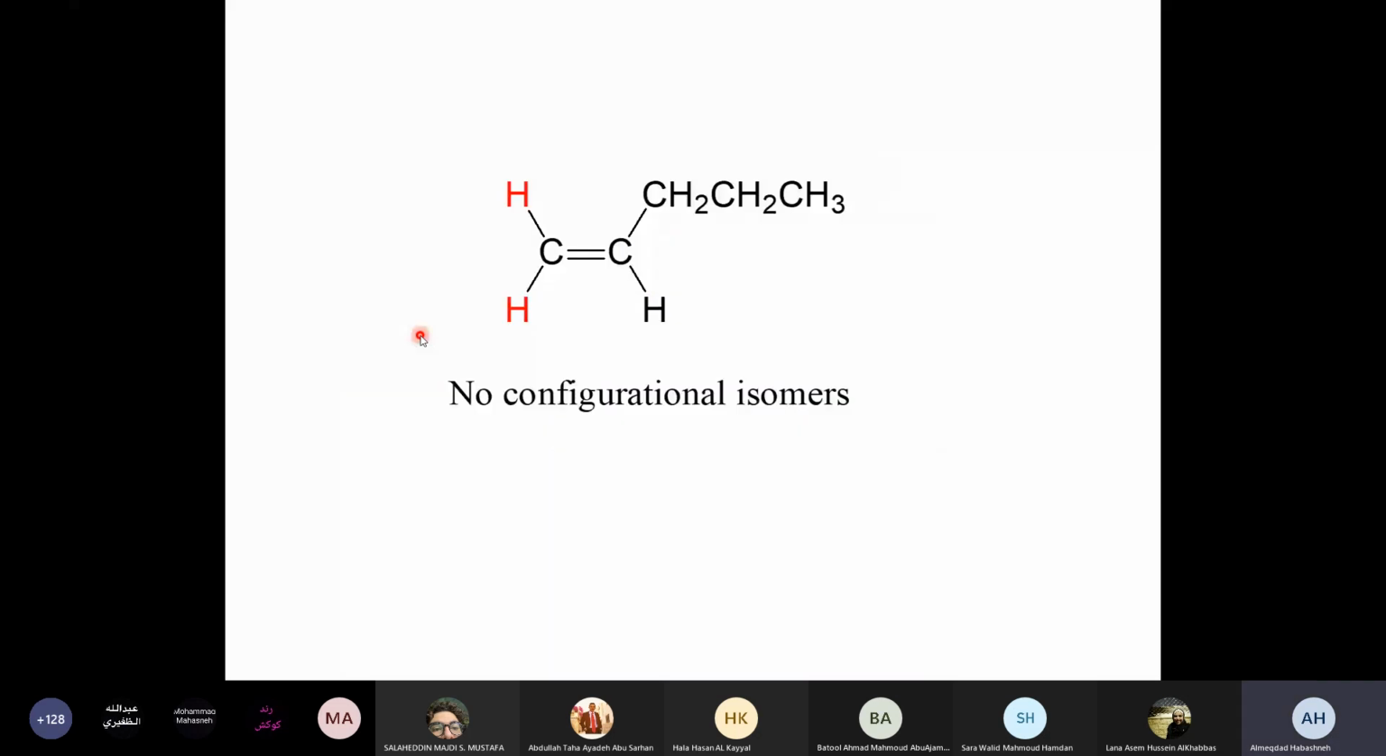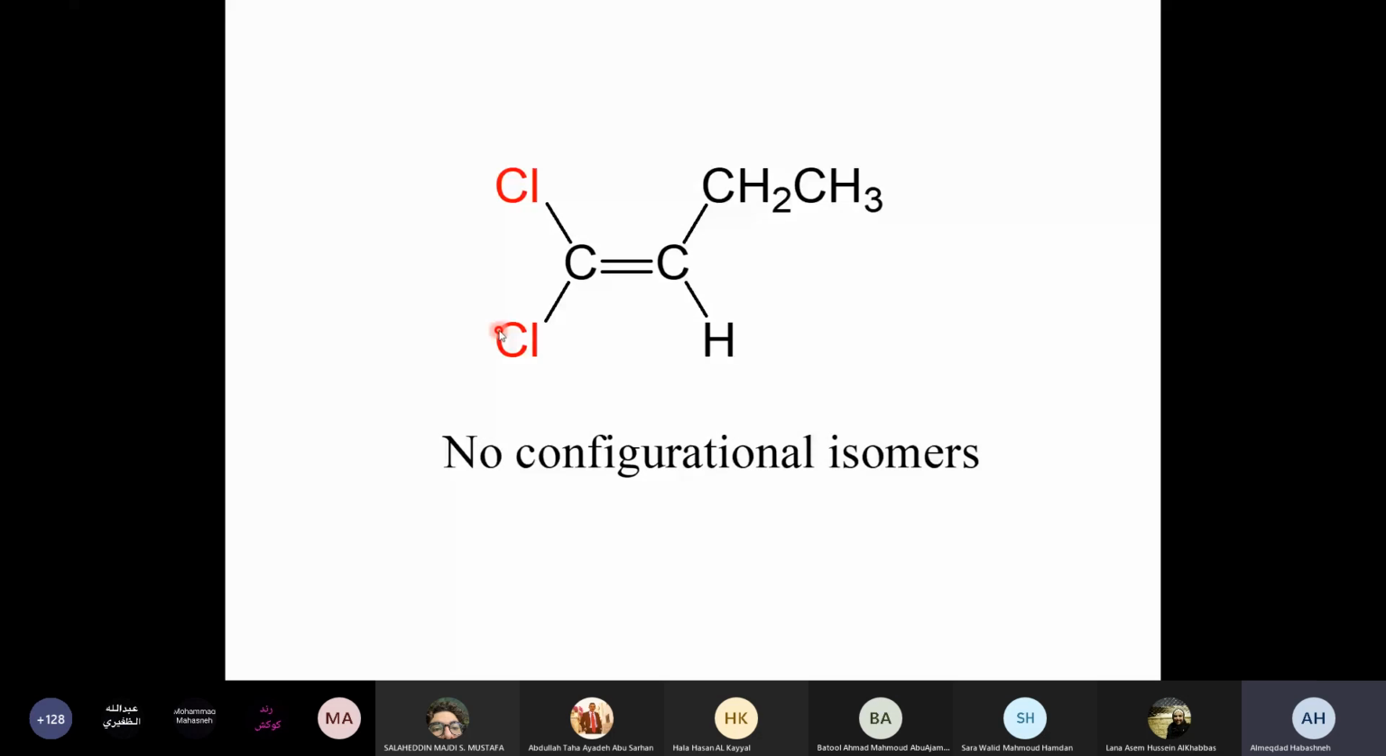Let's go to this compound. Is it a stereogenic center or not? At one of the carbons, we have the same group, so the double bond is not a stereogenic center, and the compound cannot have configurational isomers.